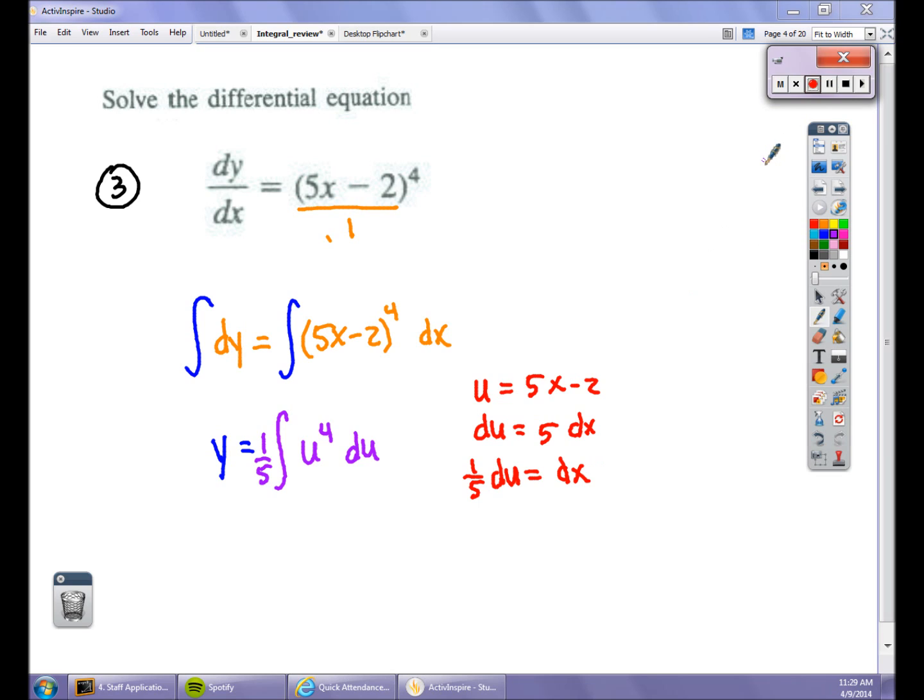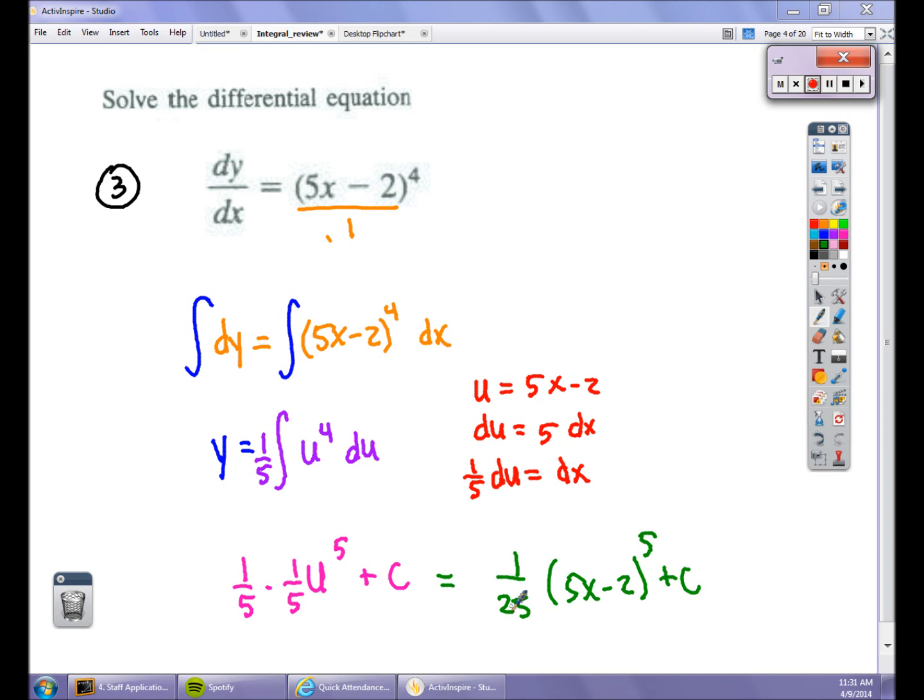I substitute everything out in orange. The 1/5 du goes in for dx. I'm going to put the 1/5 out front and make it u to the 4th. Multiply 1/5 times 1/5 and back substitute for u. So here's your answer in green, and if you take the derivative of green, you'll get the original question back up in 3. Let's just check.